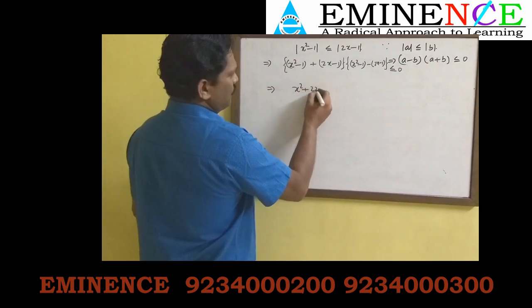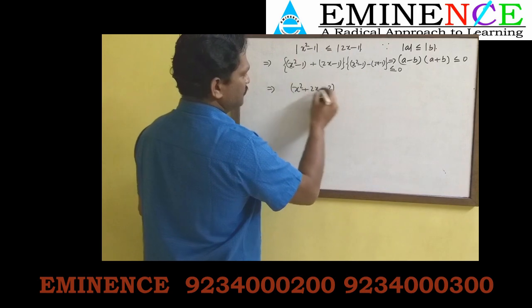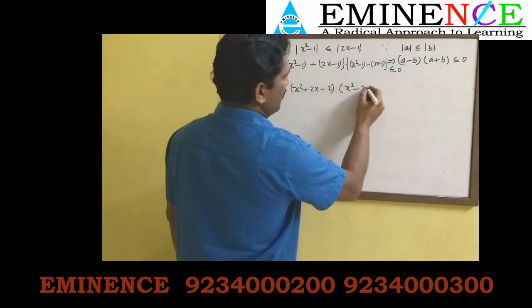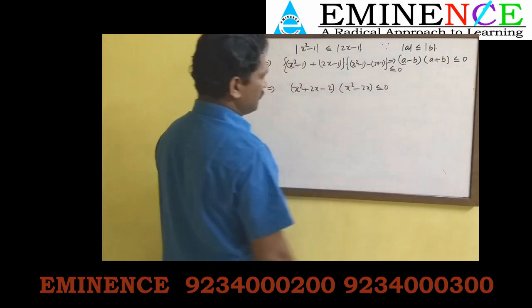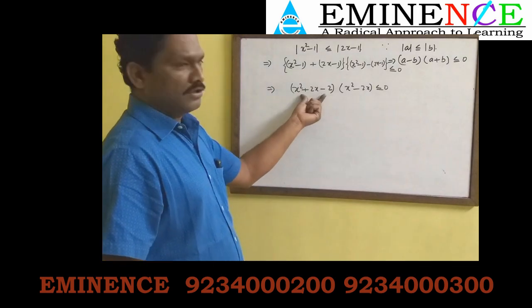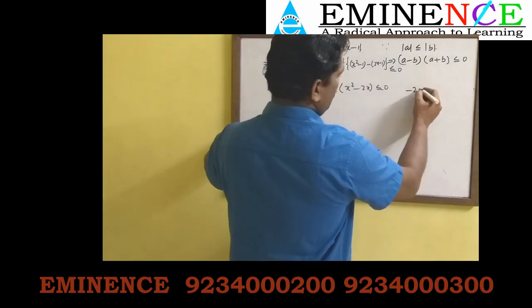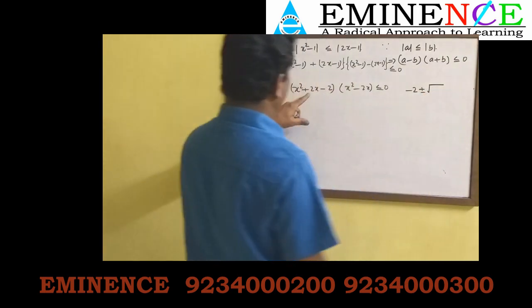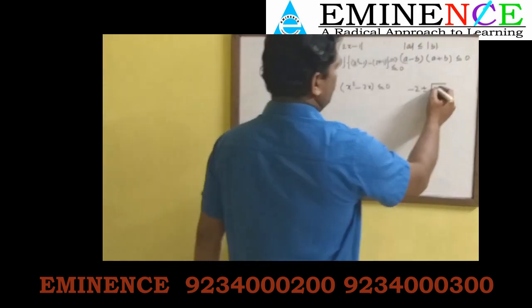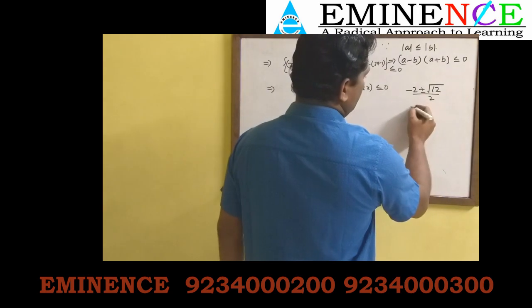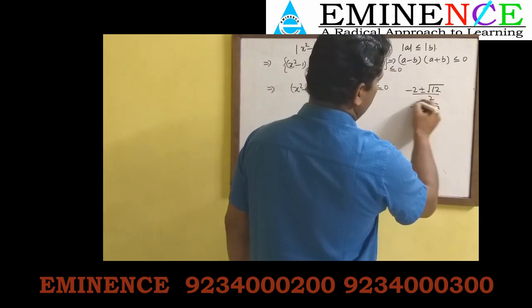And it comes out to be x square plus 2x minus 2 into x square minus 2x less than or equal to 0. Now let's first find the roots of this quadratic for factorizing. Minus 2 plus minus root over of 4 plus 4 into 2, 8, 12 by 2. So minus 1 plus minus root 3.